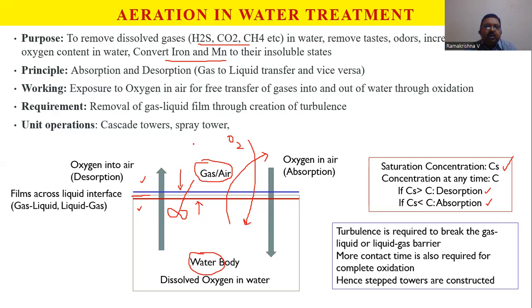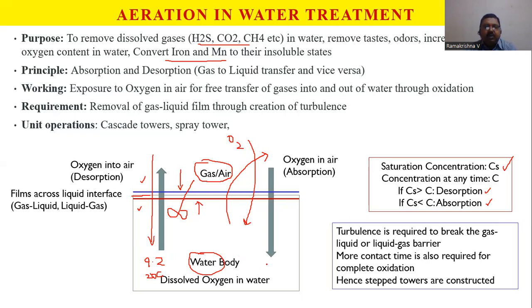For example, suppose you are talking about oxygen to be transferred. In water, the normal concentration at 20 centigrade is 9.2 milligrams per liter. If the concentration of dissolved oxygen in the water is less than 9, say 8.8 milligrams per liter, that means the saturation concentration is not reached, and there is still some space to occupy. So automatically it will accept oxygen from the atmosphere to inside.